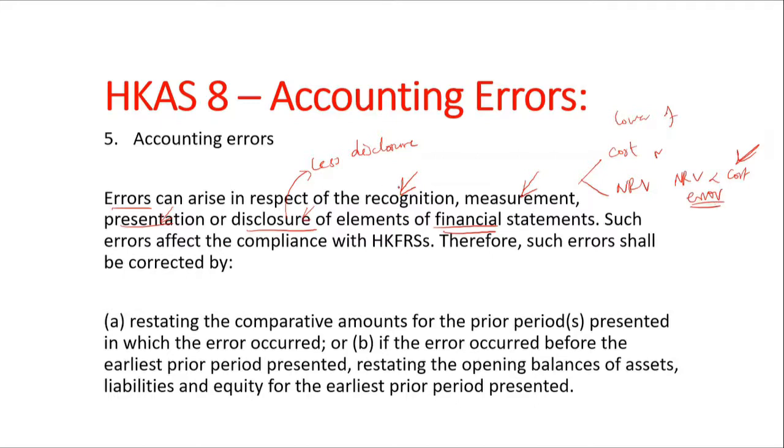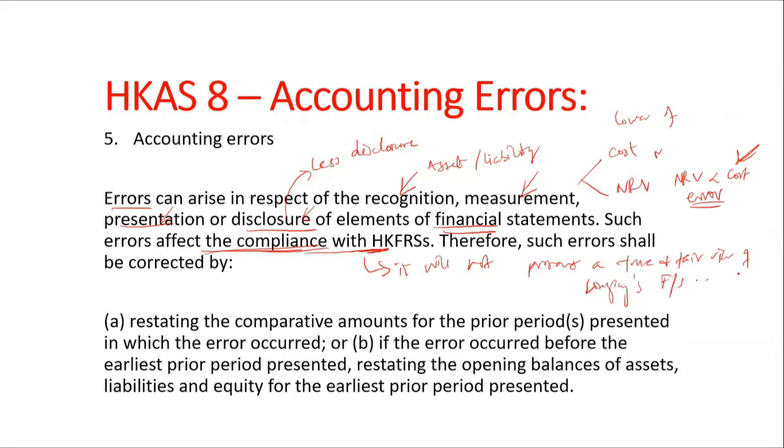In the company's books. Similarly, there could be recognition errors as well. So for example, instead of recognizing the item as an asset, you record it as a liability. So there could be different types of errors which would affect the financial statements, and these errors will affect the compliance with HKFRS. So in other words, it will not present a true and fair view of the company's financial statements, right? So how do you correct? This is basically correction of errors.